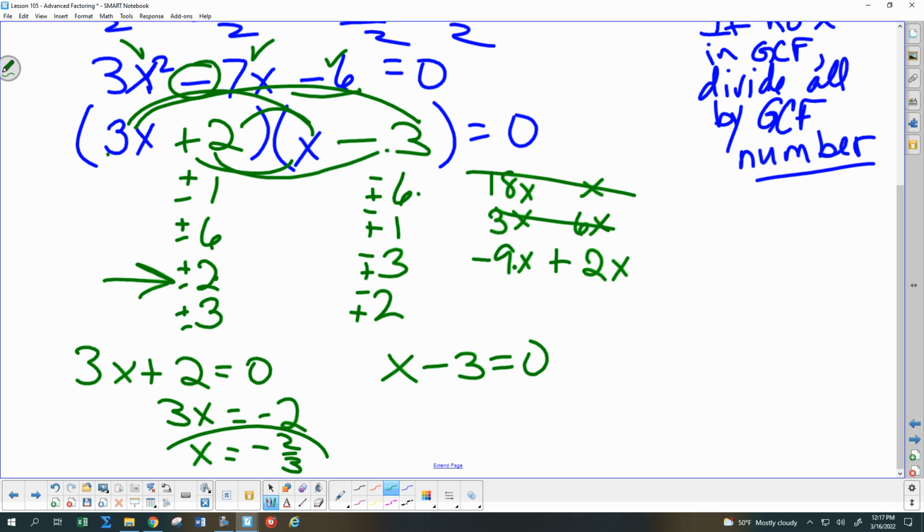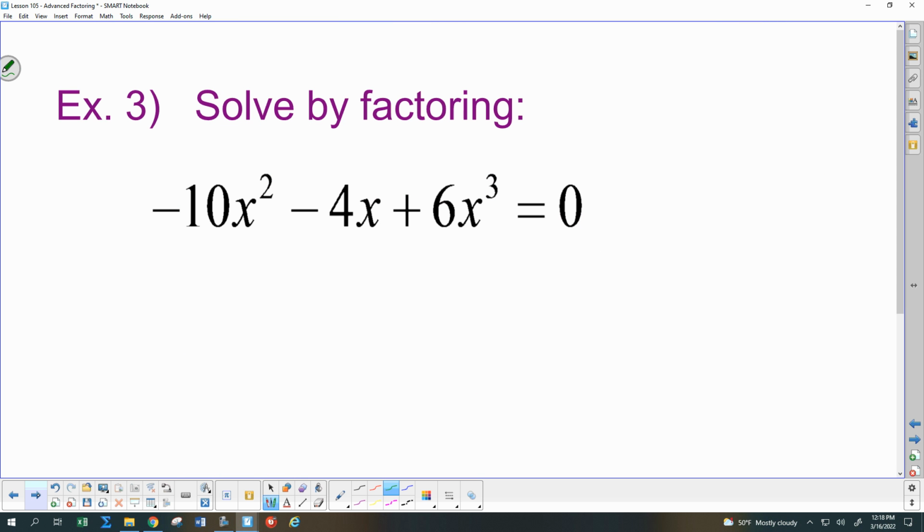-2/3. And from the other factor, x is... and we factored and used those factors to solve. Anybody with a question there? Final example before you start working on homework.